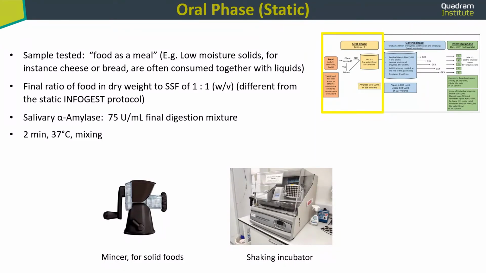The oral phase procedure is very much like in the static protocol. The sample tested should represent a real meal. This means, for example, in the case of low moisture foods such as bread or cheese, some dilution is needed. For solid foods, a mincer is used to simulate the chewing. The final ratio of simulated salivary fluid to food is 1:1, but in contrast to the static protocol, it is based on the dry weight of food, because the relation found between saliva and the dry weight of food seems more relevant. The rest of the conditions are the same as in the static protocol.